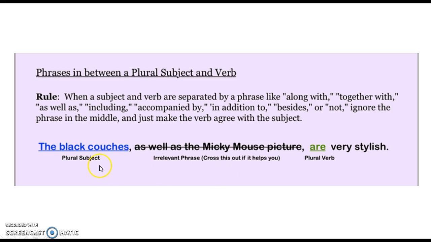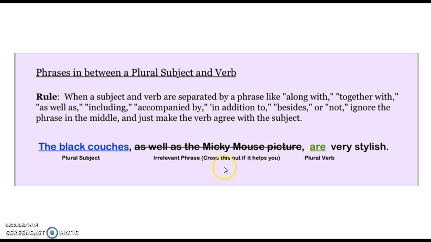So if I have something that says like the black couches as well as the Mickey Mouse picture are very stylish, this is kind of tricky because it might sound like I'm talking about the Mickey Mouse picture, which is just one thing, it's singular, but really the subject is this initial thing, the black couches, which is plural, so we get that plural verb.